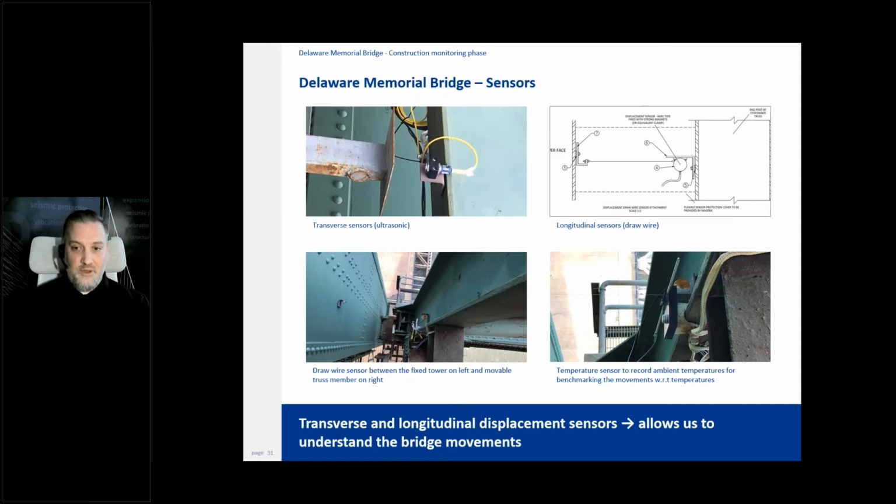On the upper left, we have an ultrasonic sensor between the deck and the tower. On the upper right, we have a diagram of a draw wire sensor between the truss girder ends and the tower. And then, of course, lower left, another draw wire sensor between fixed tower on the left and movable truss on the right. And then finally, a spot measuring temperature sensor there, which will be important. We'll see a regression model, but those are used at different points on the bridge to get temperature discrepancies.